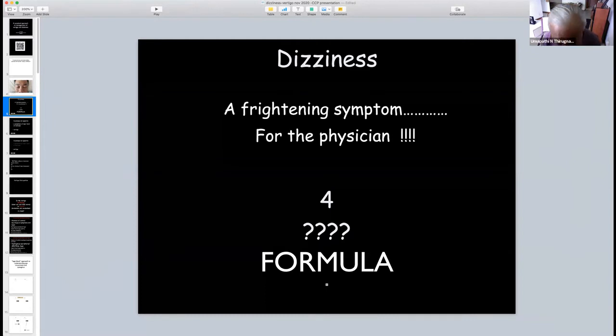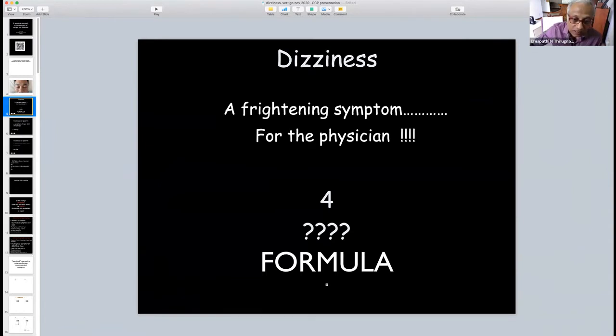I want you to vote for a diagnosis, and then later we'll see how this approach that I'm going to discuss today, the so-called four-question approach, tackles dizziness. As you all know, dizziness is one of the most feared symptoms for physicians. It has been well established all over the world that most doctors don't like to see dizzy patients. More than anything else, this four-question approach will help you reduce stress and allow you to function for many years without getting too stressed out by dizzy patients. So let's discuss these four questions and then we'll go back to our patient.